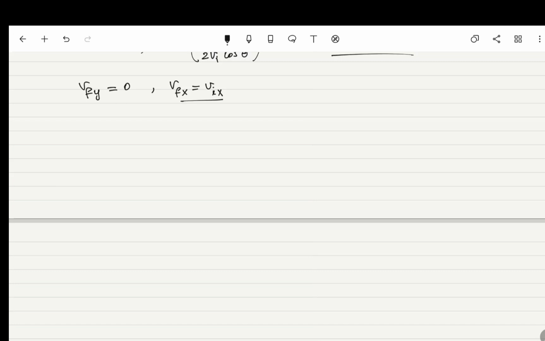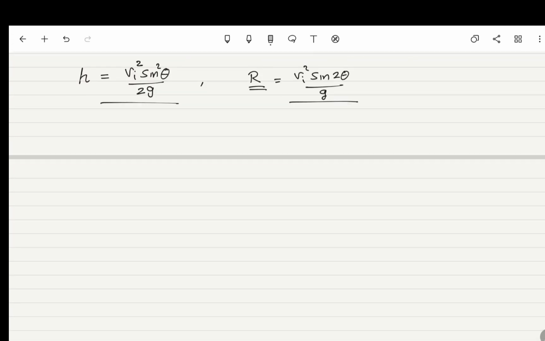When firing an object from the ground and it reaches back to the ground, the maximum height is defined as v initial square sine square theta divided by 2g, and the range R is defined as v initial square sine 2 theta divided by g. Notice that if you fire the object at 15 degrees, you will get the same range as when you fire the same object at an angle of 75 degrees.